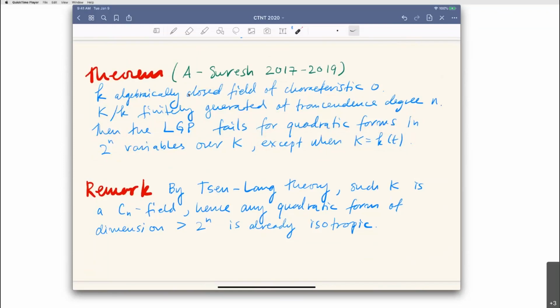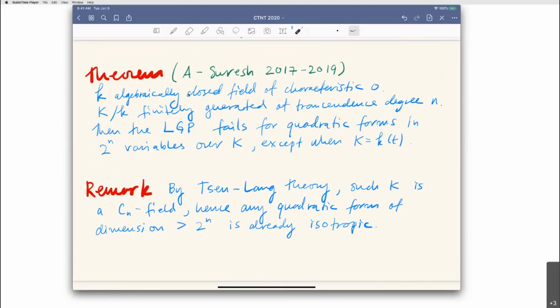But in all other cases, so if your function field has transcendence degree 1 but is associated to a higher genus curve, or if you have any variety function field of transcendence degree 2 or higher, there are counterexamples to the local-global principle, and we can in fact find them in 2 to the n variables. And let me point out about this 2 to the n variables that this is kind of the borderline case when you might ask for counterexamples to the local-global principle.